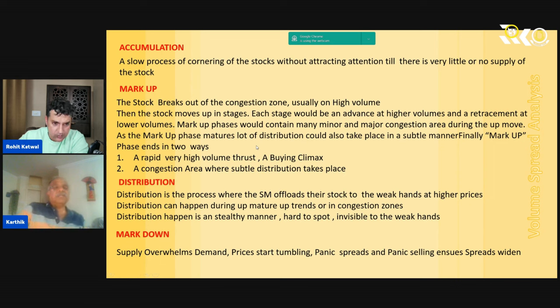Then comes the distribution phase, where once a lot of retail investors jump in, the smart money starts offloading the stocks to the weak hands, but at higher prices. This distribution continues till the supply of smart money is over, and then they go into a markdown phase where the supply totally overwhelms the demand, and the prices start tumbling. There's panic in the market, there's panic selling, and there's a rapid down move of the prices.